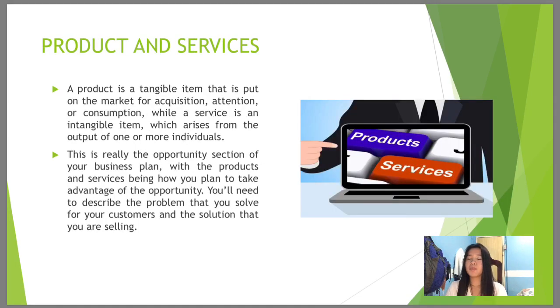The next one is the products and services. A product is a tangible item that is put on the market for acquisition, attention, or consumption, while a service is an intangible item which arises from the output of one or more individuals. This is really the opportunity section of your business plan, with the products and services being how you plan to take advantage of the opportunity. You'll need to describe the problem that you solve for your customers and the solution that you are selling.